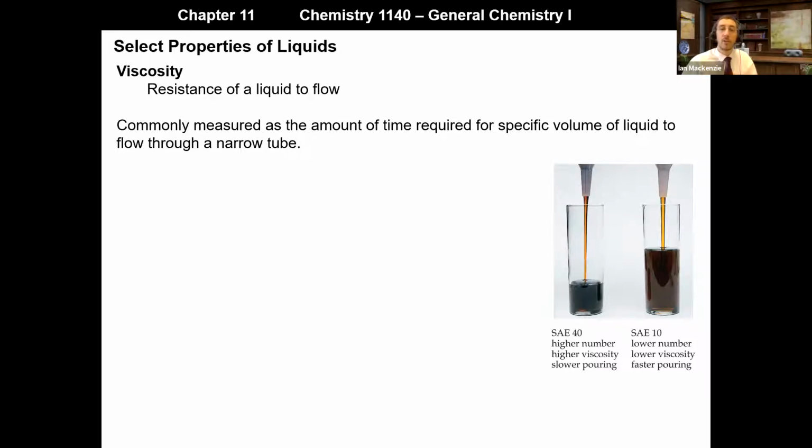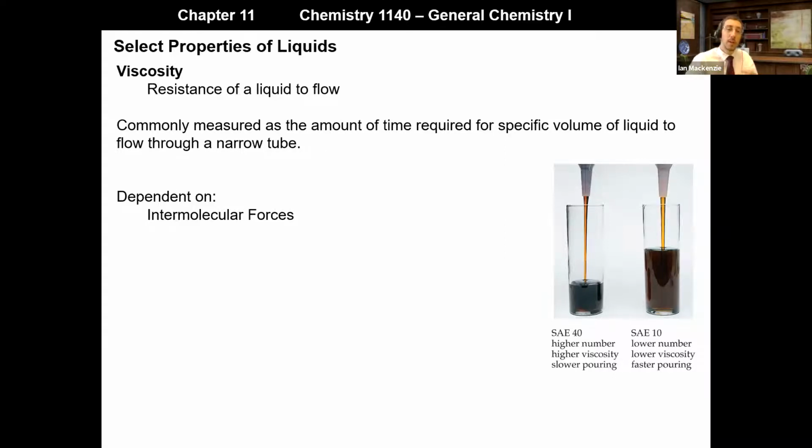We see here two cases, one where we've got SAE 40 and one that's SAE 10. And over the same amount of time, we can see that more SAE 10 has flowed through the narrow tube into the glass. And so there's less resistance to flow for SAE 10, which makes sense given the lower number that's assigned for it. Now, viscosity itself is dependent on a couple things, and one of them is intermolecular forces, not surprisingly, since that's what we're talking about in this section.